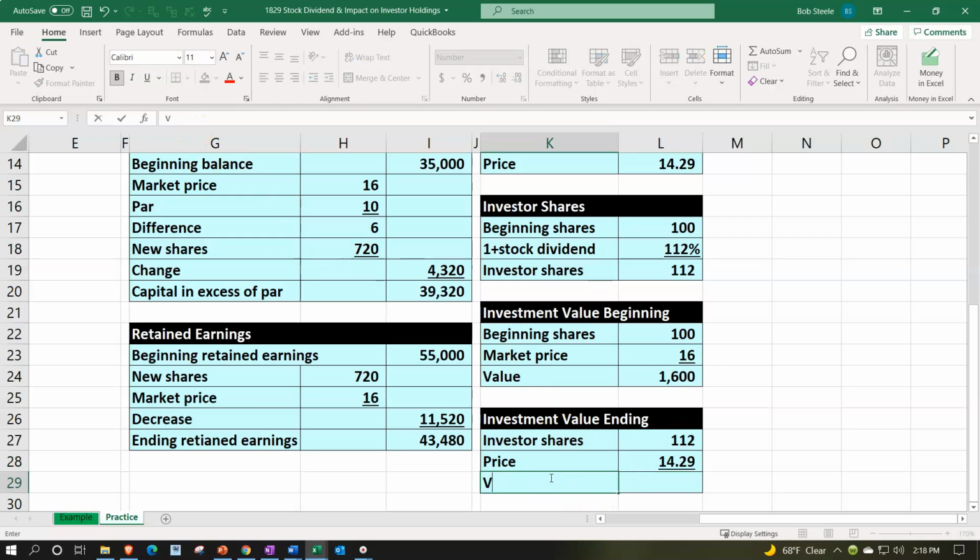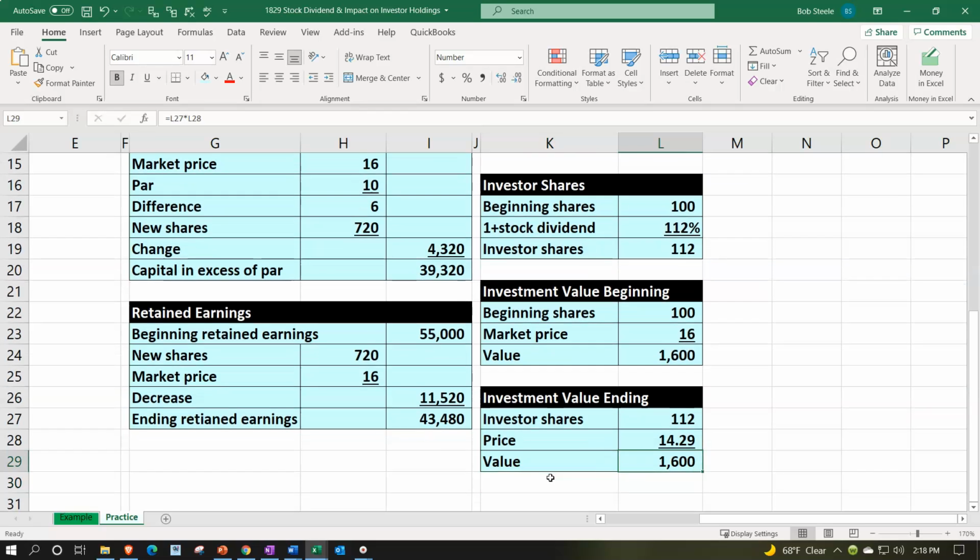And this is going to give us the value after, which would be equal to 112 times the 14.29, or once again, the 1,600. So before the stock dividend, the investor has 100 shares, which equals, you would think, 1,600. After, you would expect the market to reflect a situation where the investor would now have 112. That's not dependent on the market, but the price you would expect would reflect the change, and change possibly to 14.29, resulting in the value remaining the same at the 1,600.